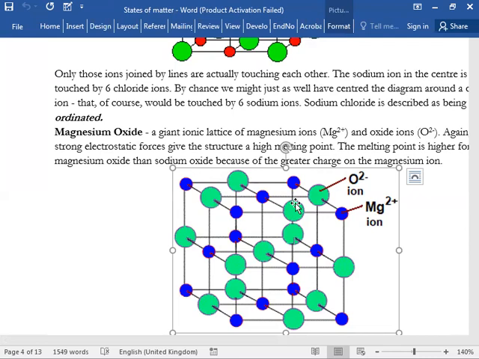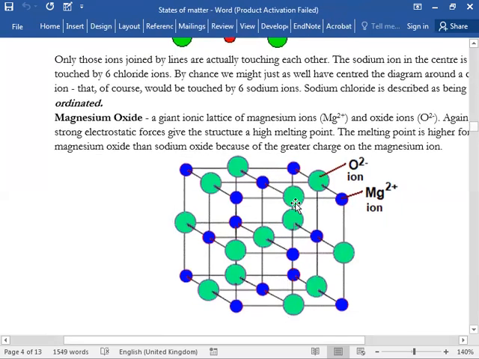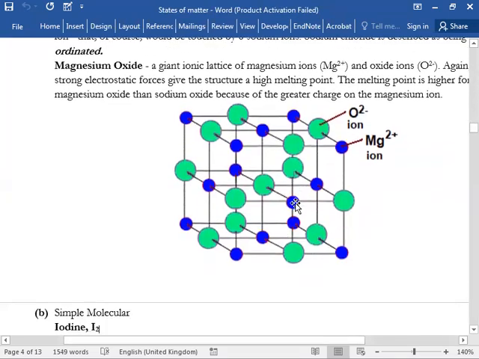Both will have high melting and boiling points. Both will not conduct electricity in solid state, but will conduct electricity when aqueous or molten. This will tend to have a higher melting and boiling point because of stronger attraction between the +2 and -2 ions. Is this clear? You have done these answers even in your O levels.